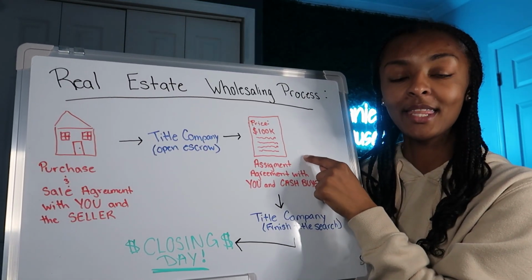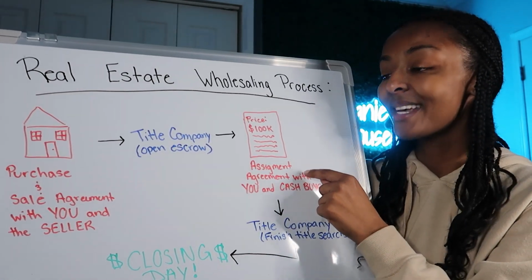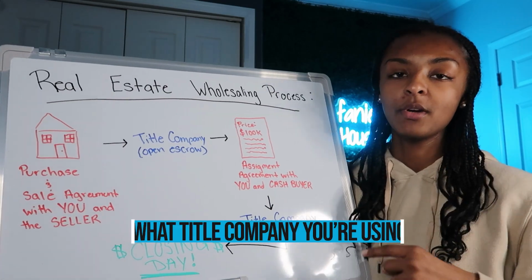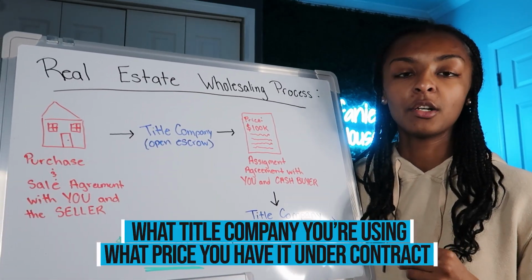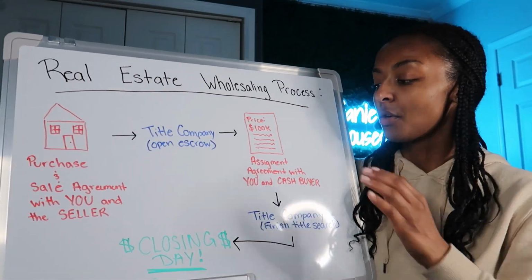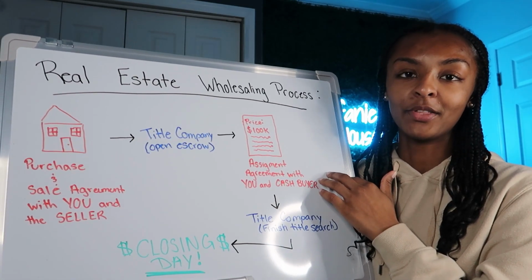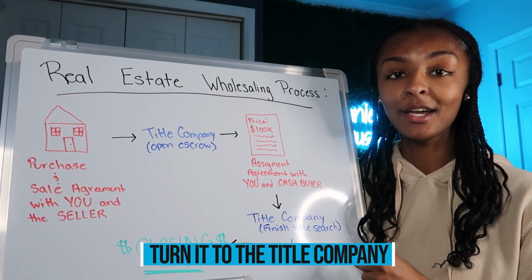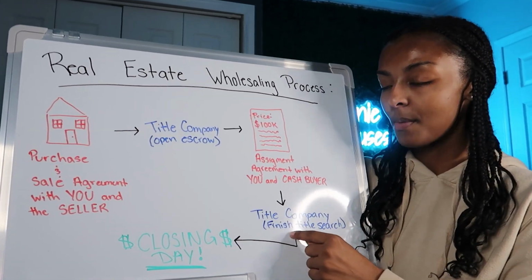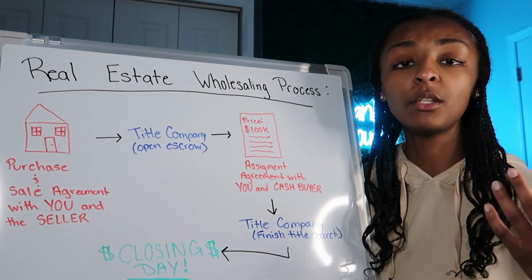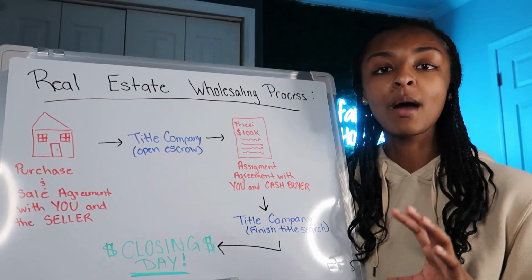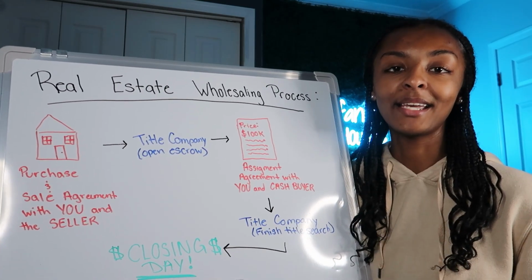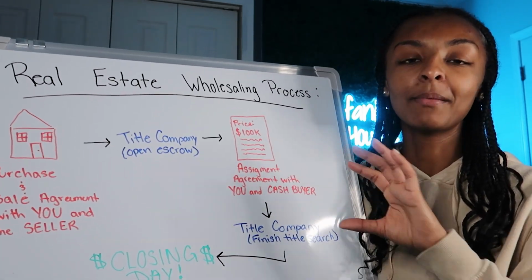Once you and the cash buyer agree, that's when you're going to send them an assignment agreement, and it's going to state everything: what title company you guys are using, what price you have it under contract for, literally everything. So they're going to know how much you're going to be making on this deal. After you have that agreement signed, you're going to want to turn that to the title company, right? And then the title company, during this whole process, is going to be doing a title search to make sure this property is free of any liens, any judgments, anything like that that is against the property. They want to make sure title is completely clear.